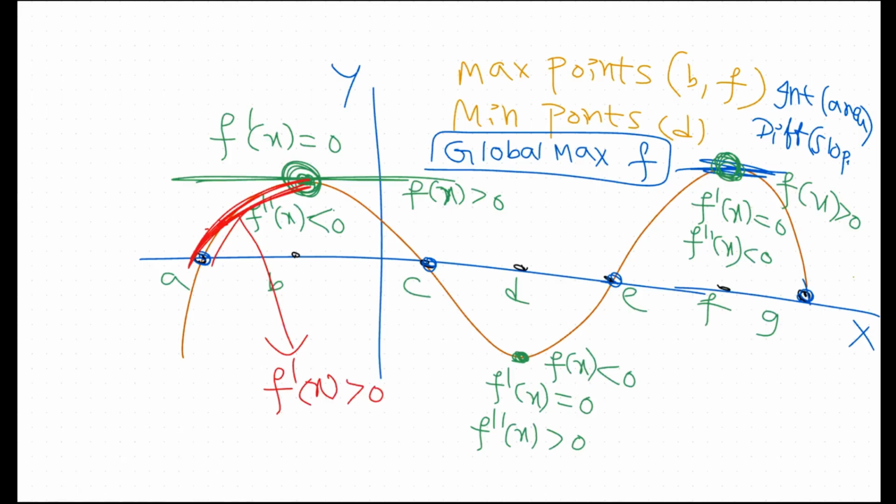From B to D, what happened? The function is decreasing. Then D to F, increasing. F to G, decreasing. You can see the graph clearly. It's going up, coming down.